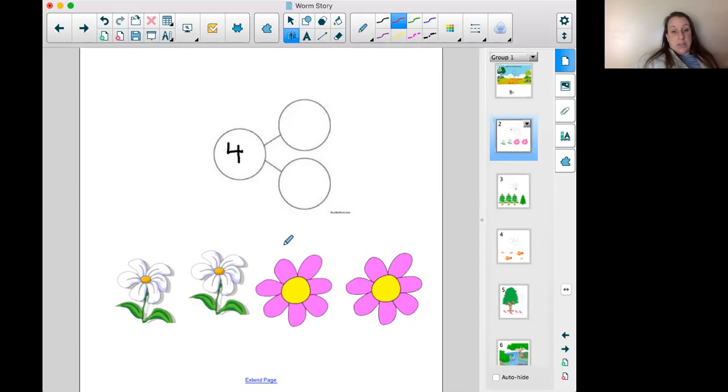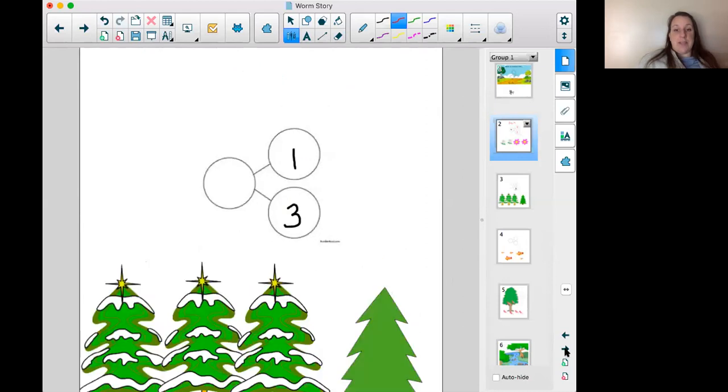To sort these, you can simply say that 2 of the flowers are white and 2 of the flowers are purple. And then to write that number sentence, it would mean that 2 plus 2 equals 4 flowers. 2 white flowers plus 2 purple flowers equals 4 flowers. Okay? So let's go on to the next one.